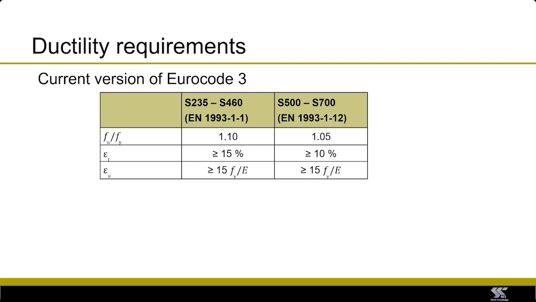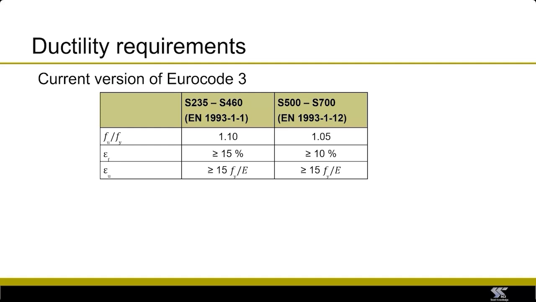Here I'm showing you the ductility requirements that are given in the current version of Eurocode 3. So for steel grades up to S460, the steel should have a minimum tensile to yield strength ratio of 1.1 and a minimum elongation at fracture of 15%. Also, the ultimate strain has to be at least 15 times the strain at first yield.